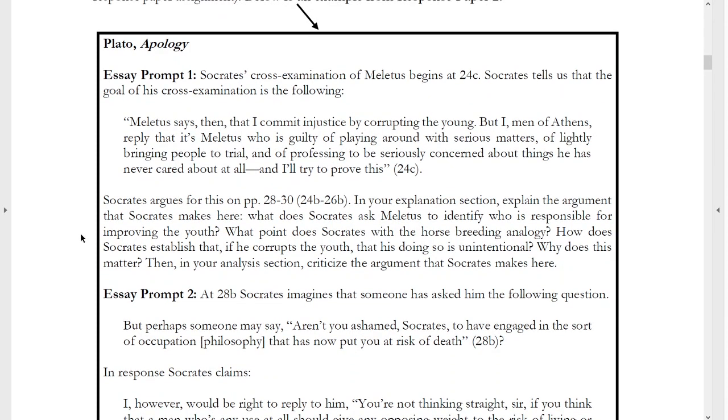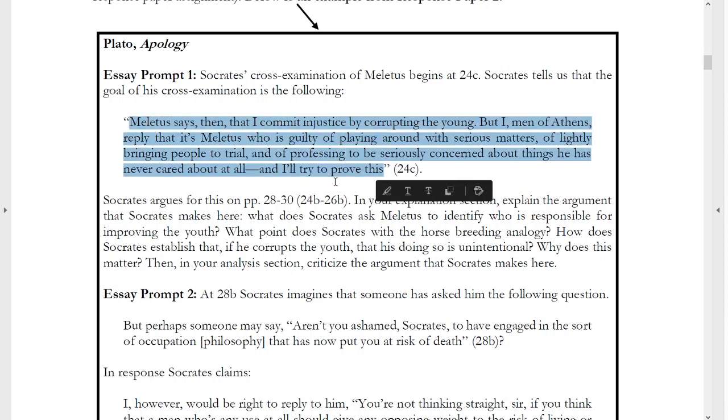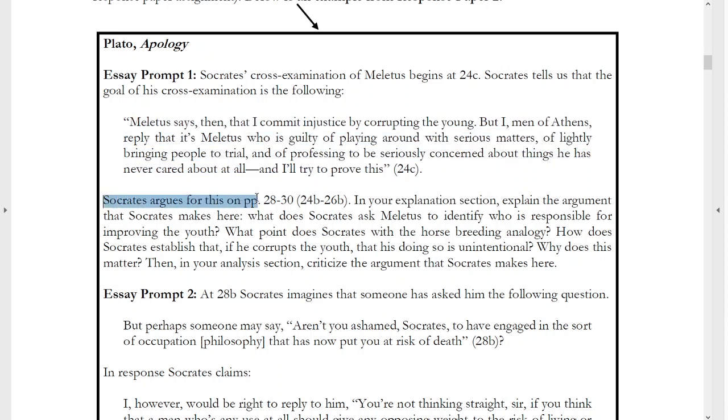Okay, so in this case, let's just take a look at essay prompt 1. It says, Socrates' cross-examination of Meletus begins at 24c. Socrates tells us that this is the goal of his cross-examination, and Socrates argues for this on these pages. So what the explanation portion of your assignment is going to require you to do is to explain the argument that Socrates is giving on those pages.